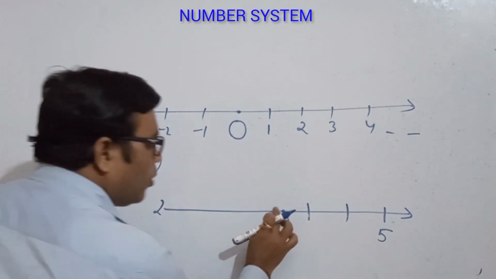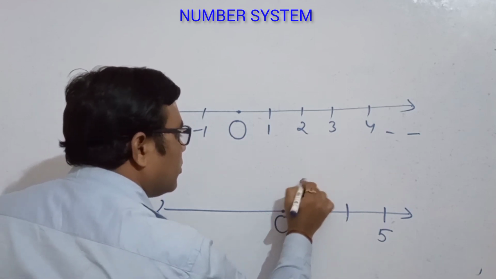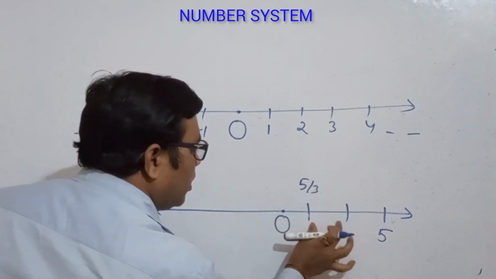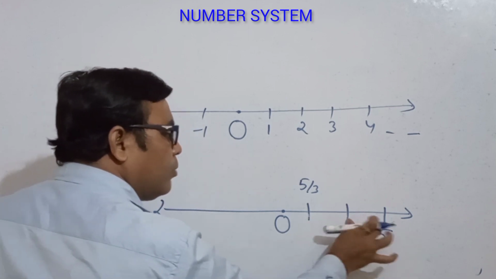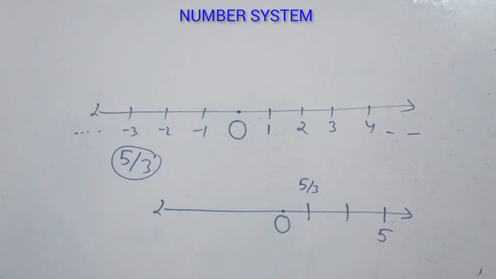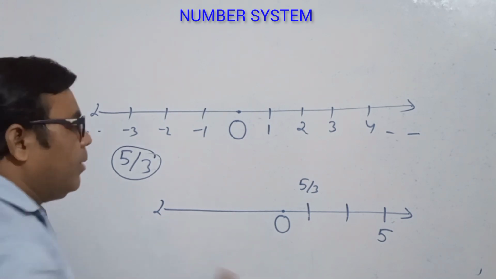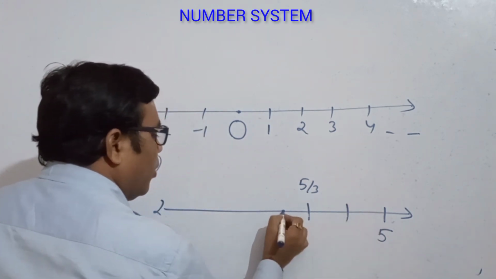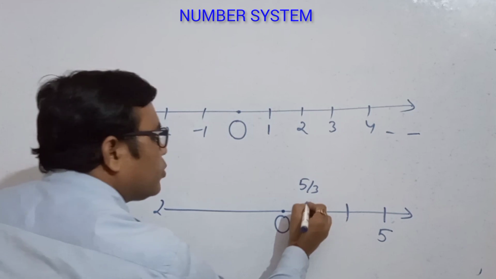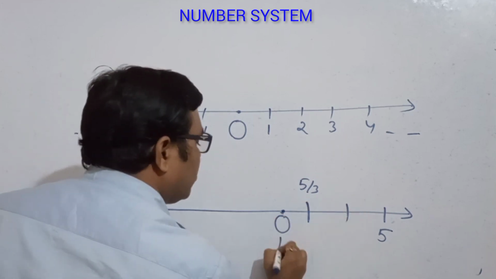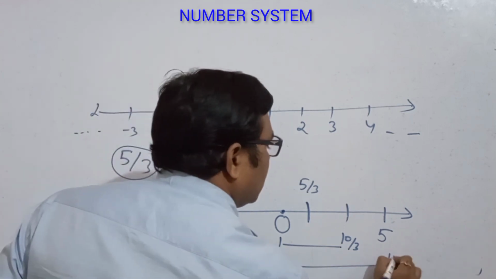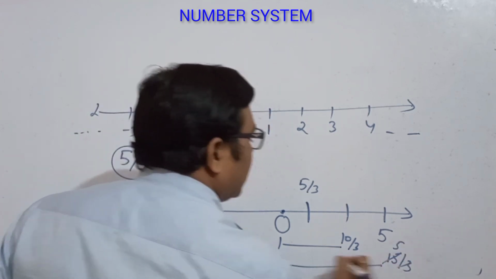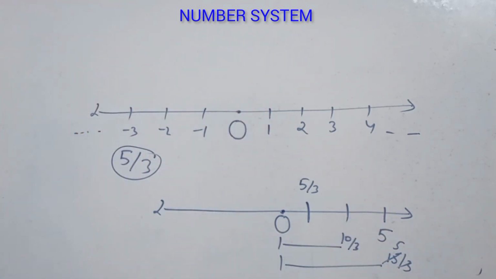Means from 0 to this, 5 by 3. From this to this, also 5 by 3. From this to this, also 5 by 3. But if you measure this line from 0, then we can say this one is 5 by 3. This one is 10 by 3. And this one is 15 by 3. 3 5s are 15. It means this is 5.